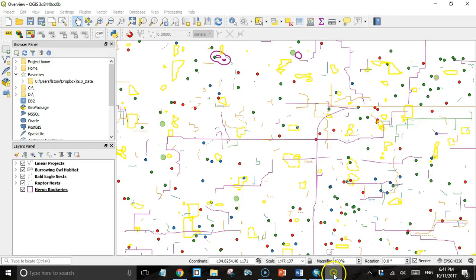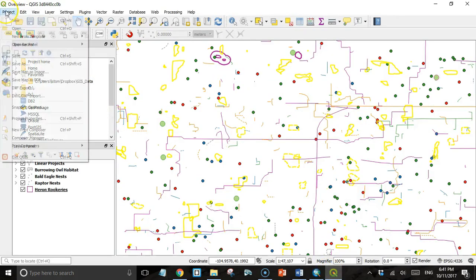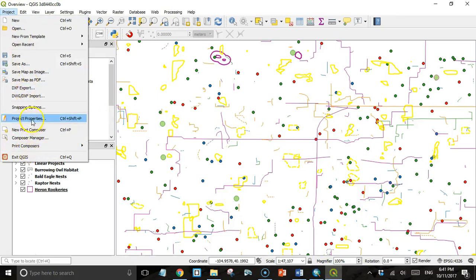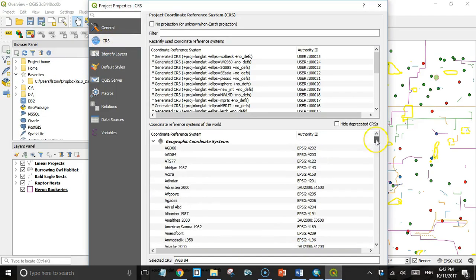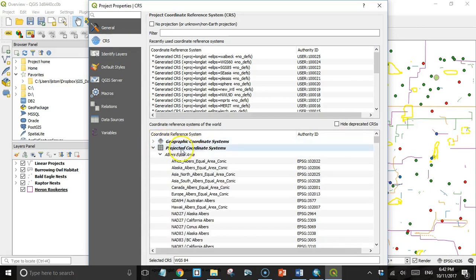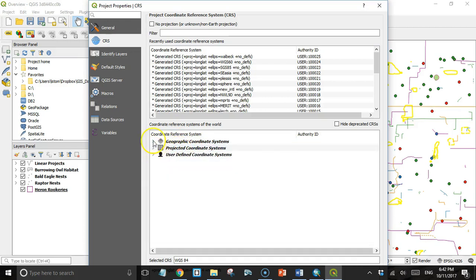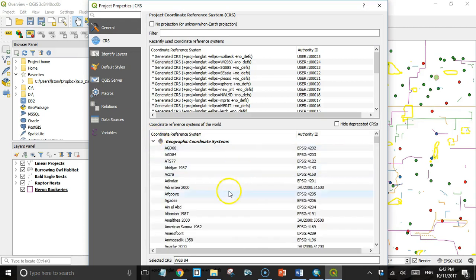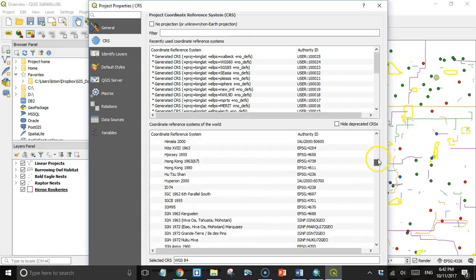Now in QGIS, we do something similar. If we go to Project Properties under the CRS tab, we'll find something similar in that the first division that they're organized in is geographic coordinate systems and projected coordinate systems. And just like in ArcGIS, under geographic coordinate systems, all you need is the datum. And you'll find some interesting ones in here.